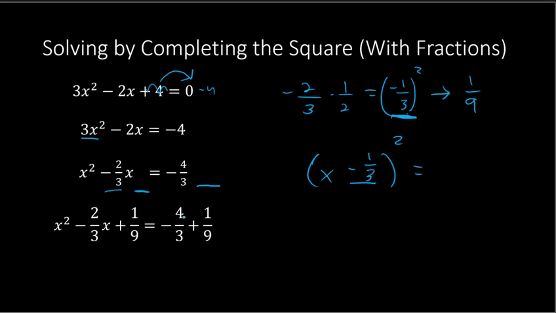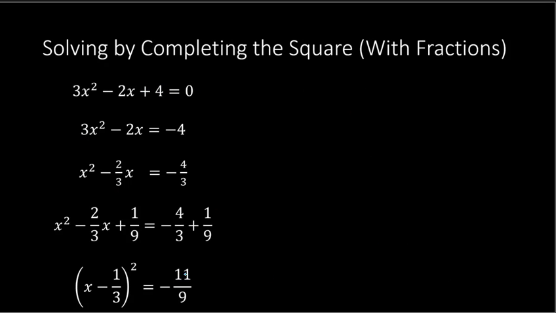On the right, we can add negative 4/3 plus 1/9. So 4/3 is going to be 12/9. So negative 12/9 plus 1/9 gives you negative 11/9. So we see everything typed up right here.